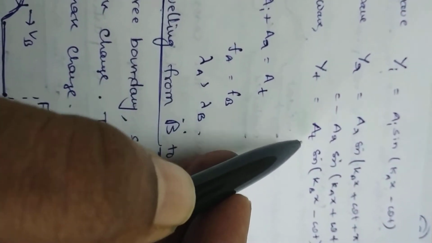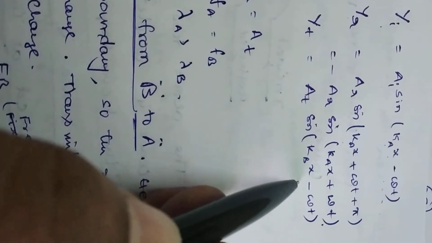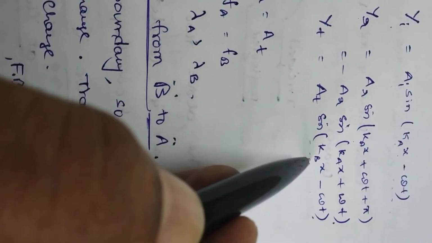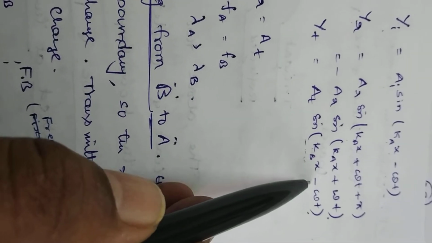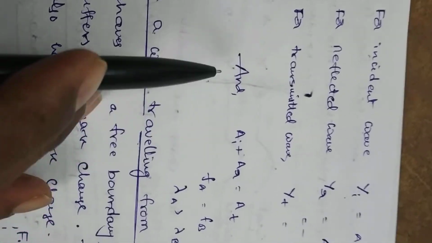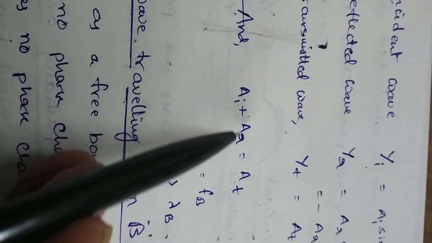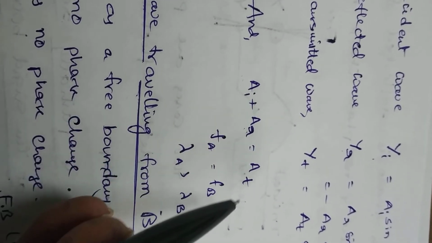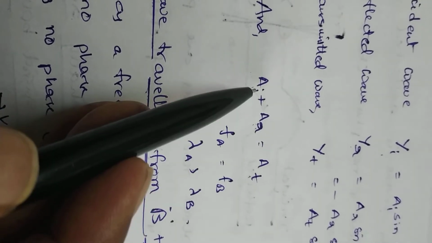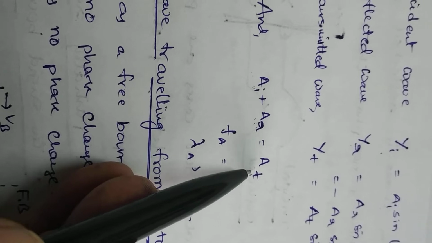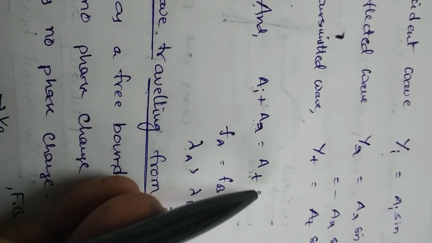Again for the transmitted wave, yt equals AT sin(kb x minus omega t), where kb is the propagation constant in the other medium B. It is moving along the positive x direction, that's why there is a negative sign. Also, AI plus AR is equal to AT. The sum of the amplitudes of the incident and reflected wave is equal to the amplitude of the transmitted wave.